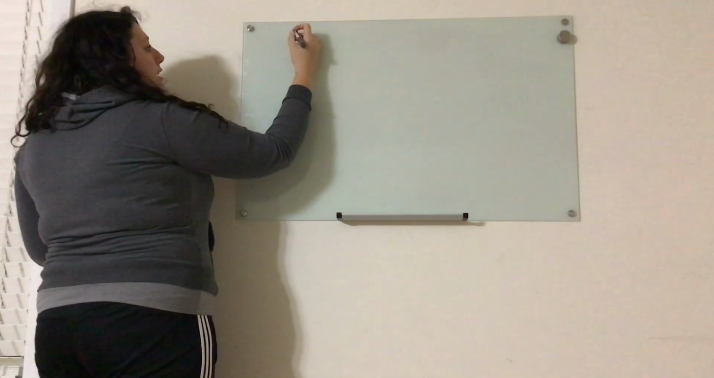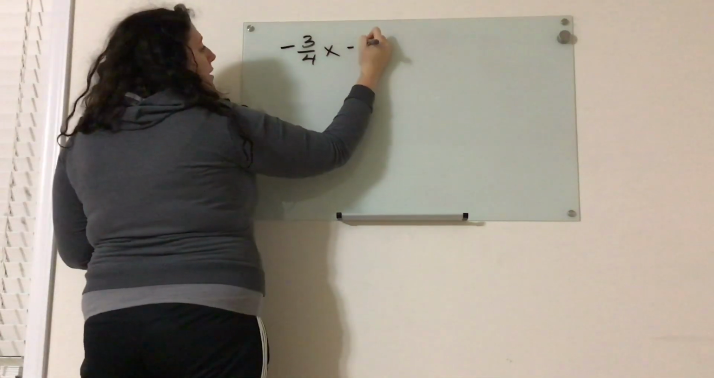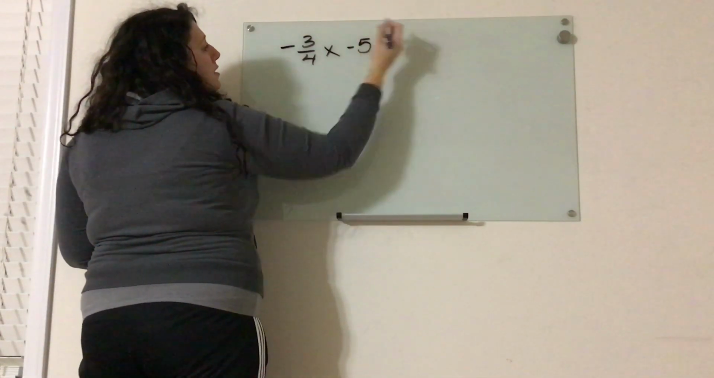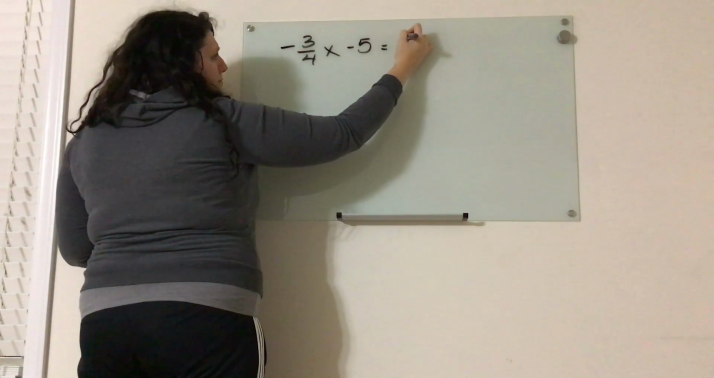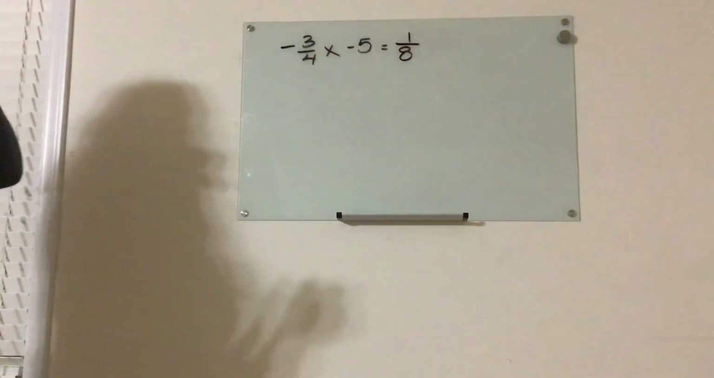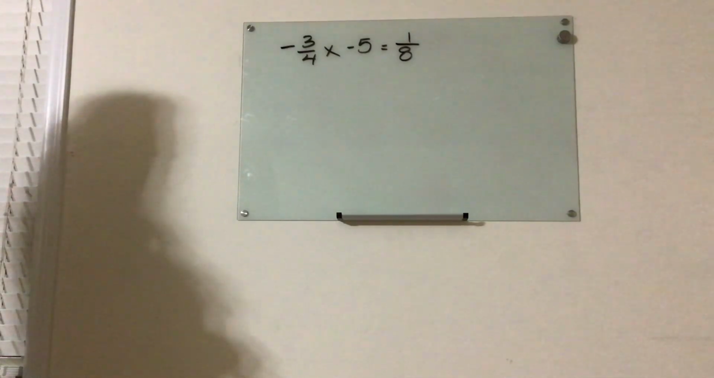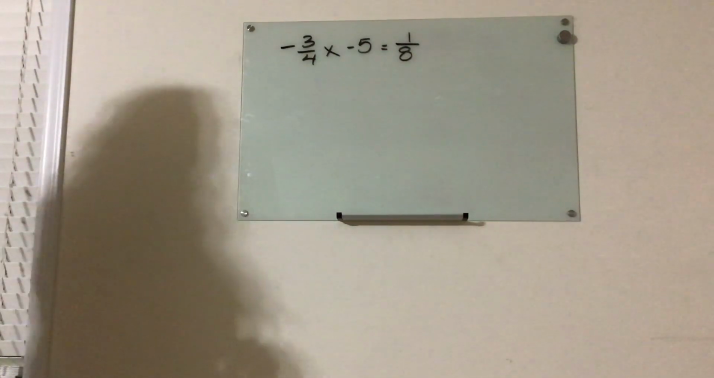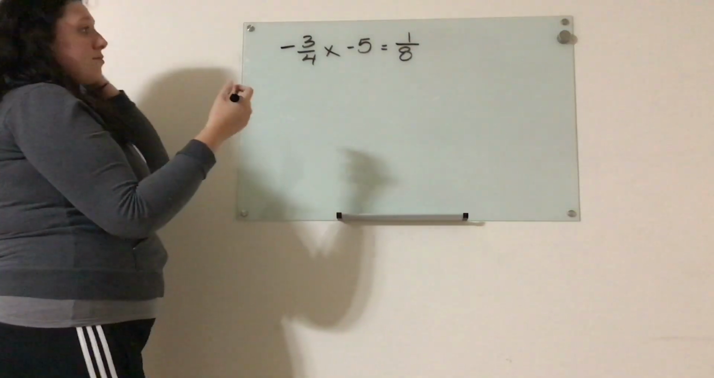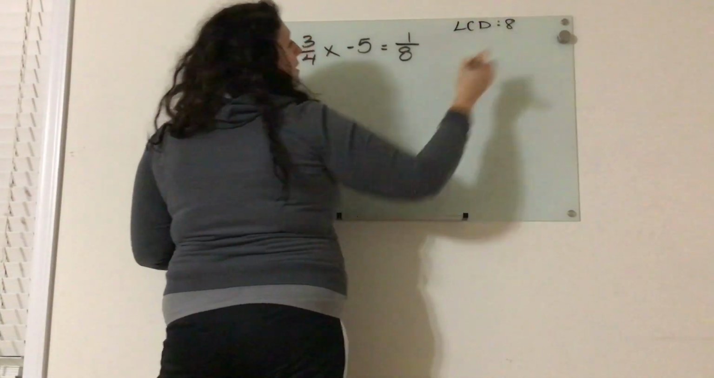All right, so let's say negative 3/4 x minus 5 equals 1/8. All right, so negative 3/4 x minus 5 equals 1/8. So I need to figure out what my least common denominator between 4 and 8 is. So my least common denominator here is going to be 8.